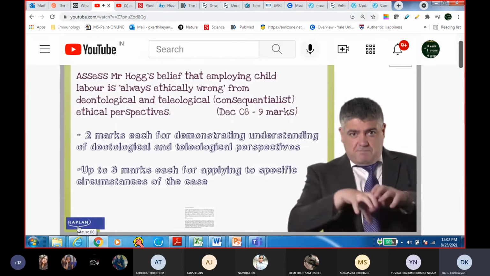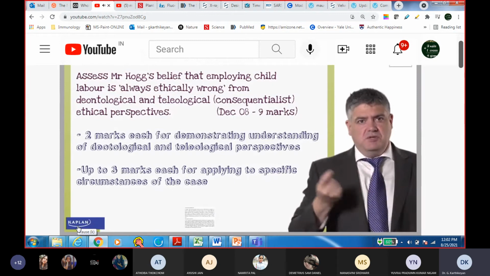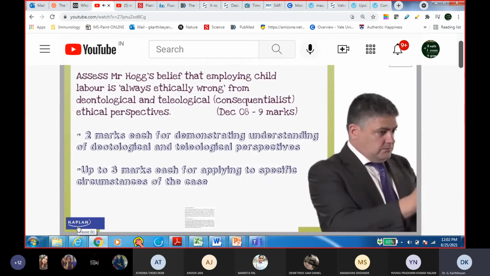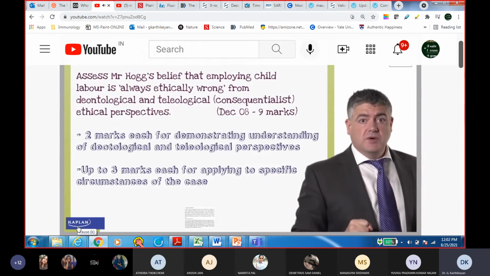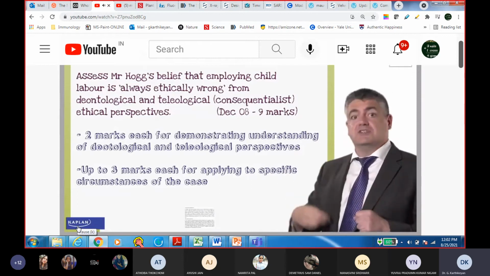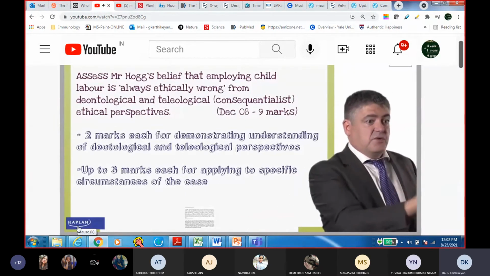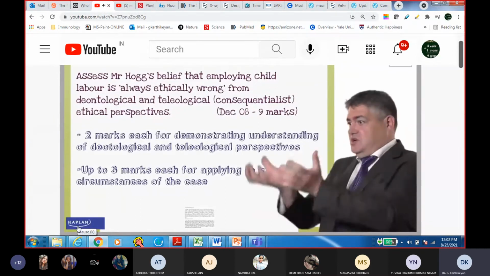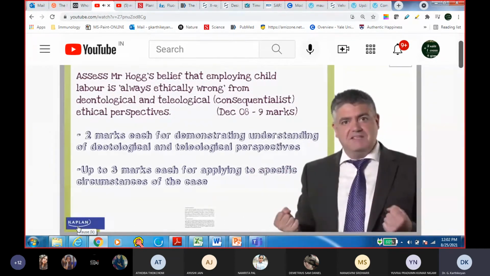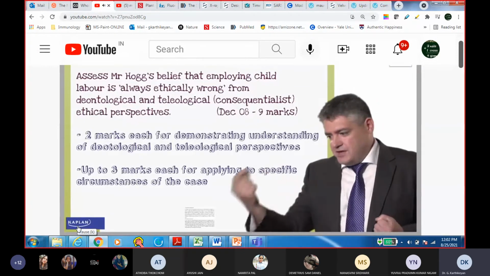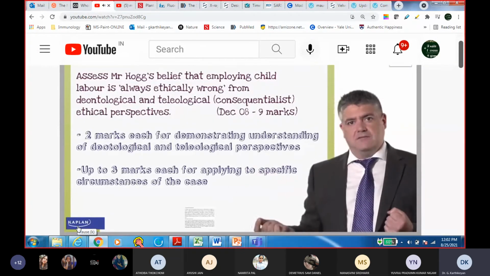And the starting point was being able to explain and demonstrate that you understand the two terms. Well, deontological is a non-consequentialist theory. Teleological is a consequentialist theory. The action itself drives the assessment of whether it's moral or not. It's the quality of the outcomes. And I can get my easy marks. And then you apply it to the case itself.